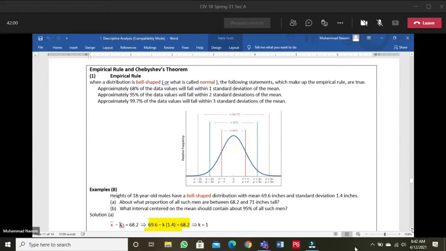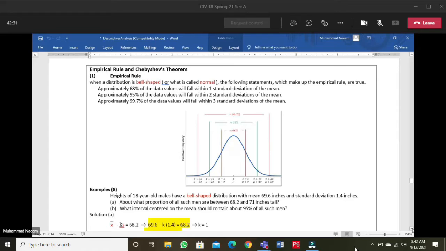Okay, next is the empirical rule or Chebyshev theorem. As in the interquartile range, we have the formula Q3 minus Q1. The purpose is to study the middle 50 percent of the data: Q3 minus Q1, the interquartile range.